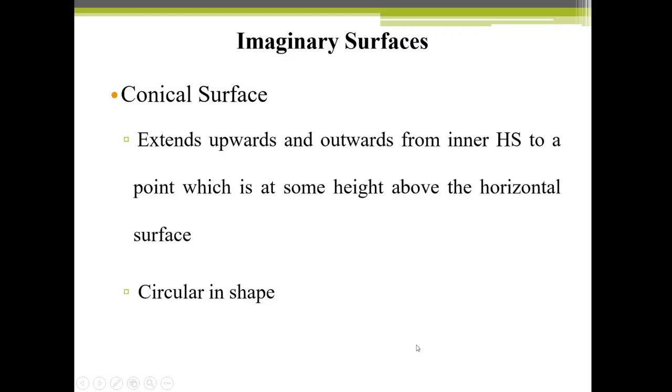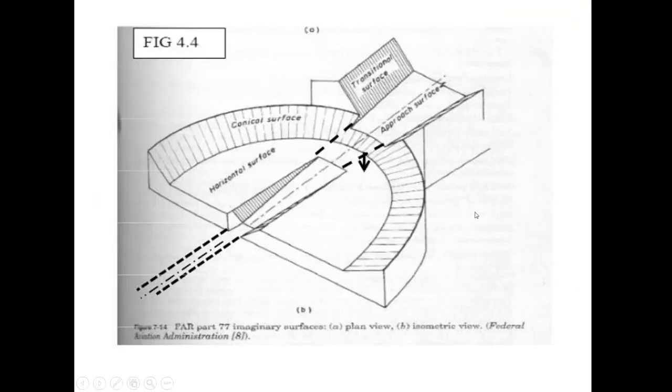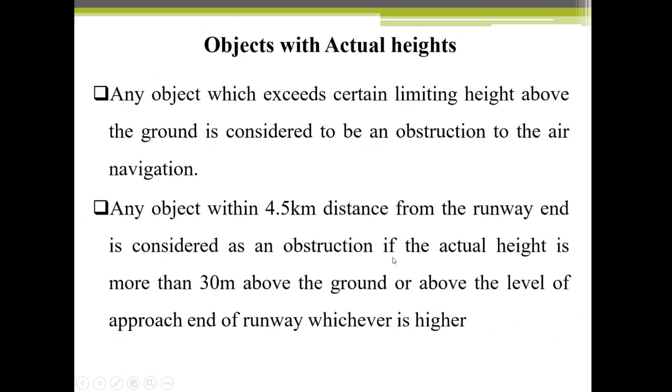Now we will see the conical surface. This conical surface is extended upwards and outwards from the inner horizontal surface to a point which is at some height above the horizontal surface. Usually this conical surface is circular in shape. You can see here, the conical surface is circular in shape. Clear?